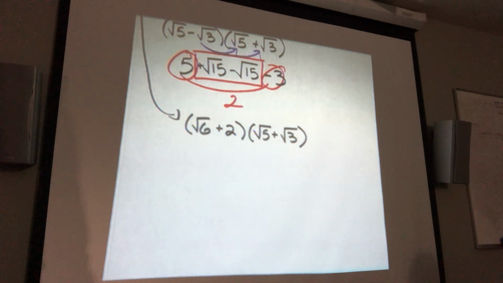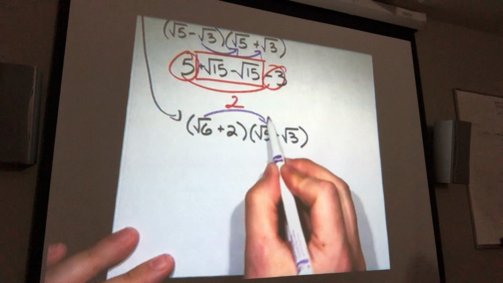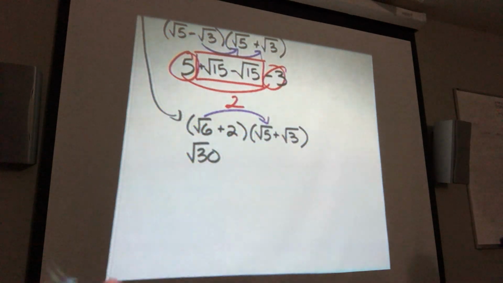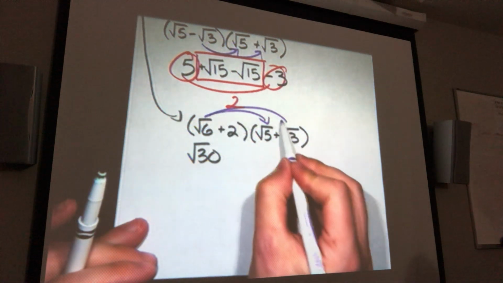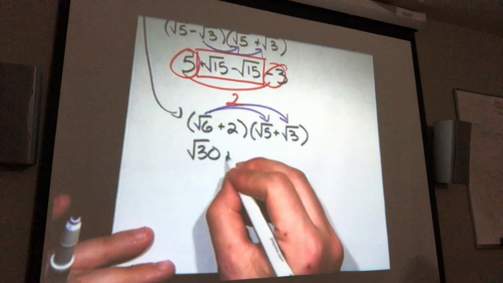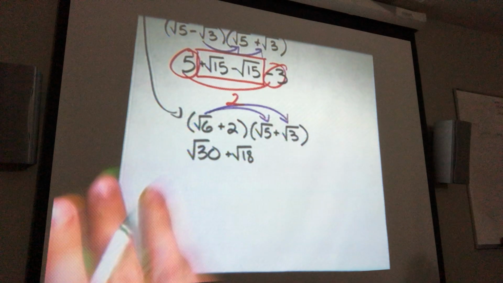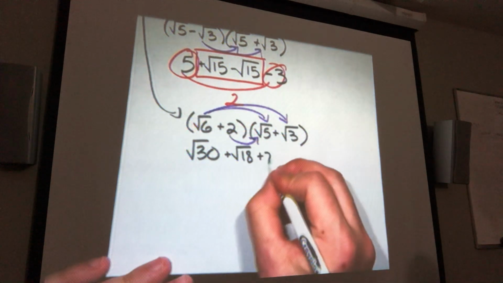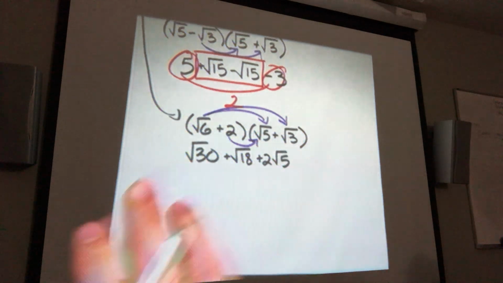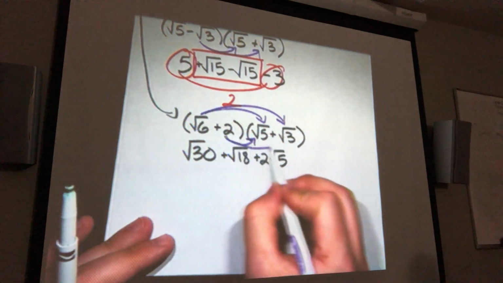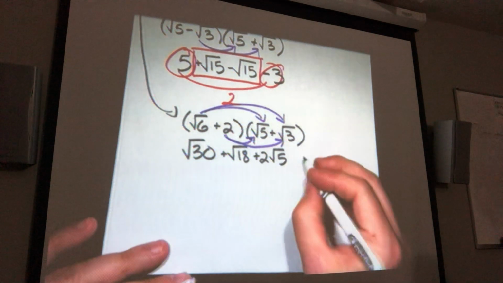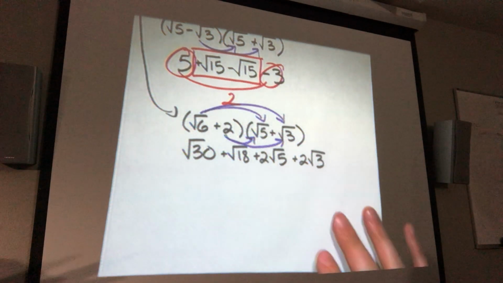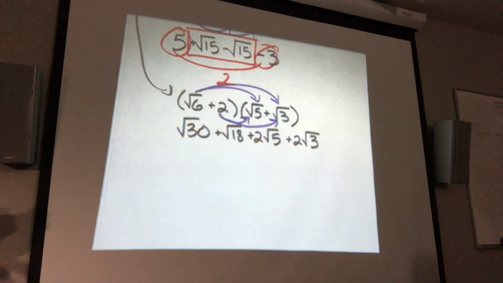Square root of 30 plus square root of 18 plus 2 with the square root of 5. And then plus 2 to the square root of 3. That was good multiplication. I'm about to have a religious experience because of how good that multiplication was.